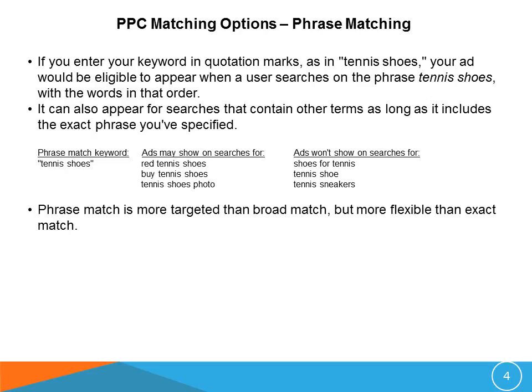Again, if you do phrase matching, tennis and shoes in quotes has to be together. Anything can be before it, anything can be after it, but tennis and shoes with an S at the end of shoe has to be there. So red tennis shoes, buy tennis shoes photo would all trigger. Shoes for tennis, tennis shoe, tennis sneakers would not trigger it.